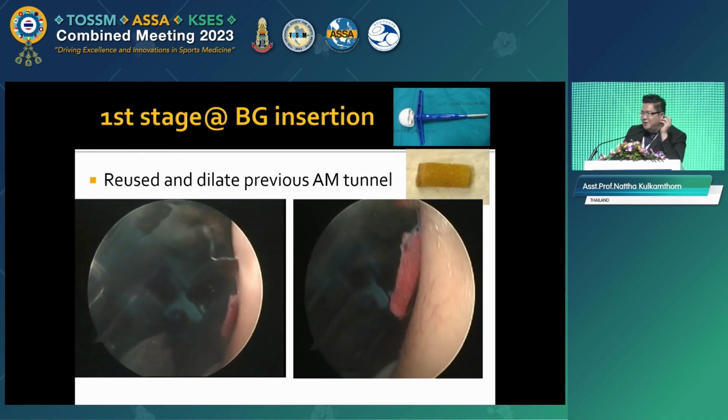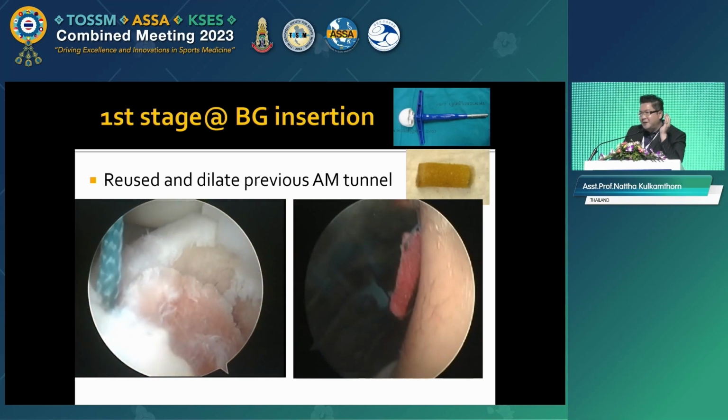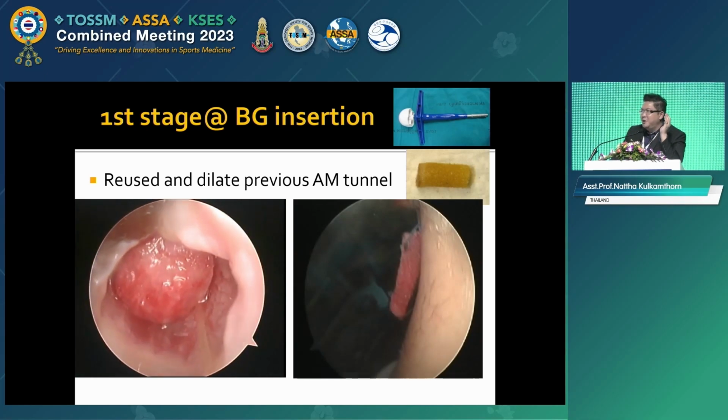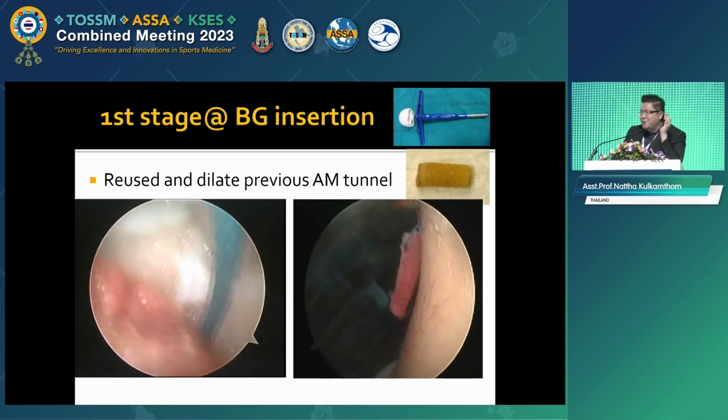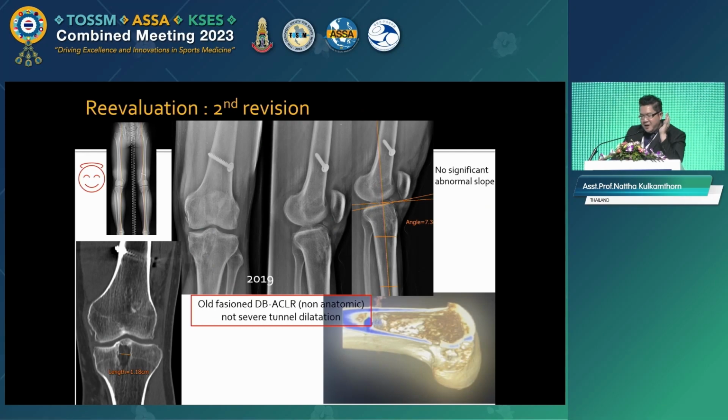But he was so unlucky. After the graft incorporated, he also had another infection when I did the revision. So he quit. But 6 years later, he would like to be a soldier, so he came back to me and I would like to do an ACL again.